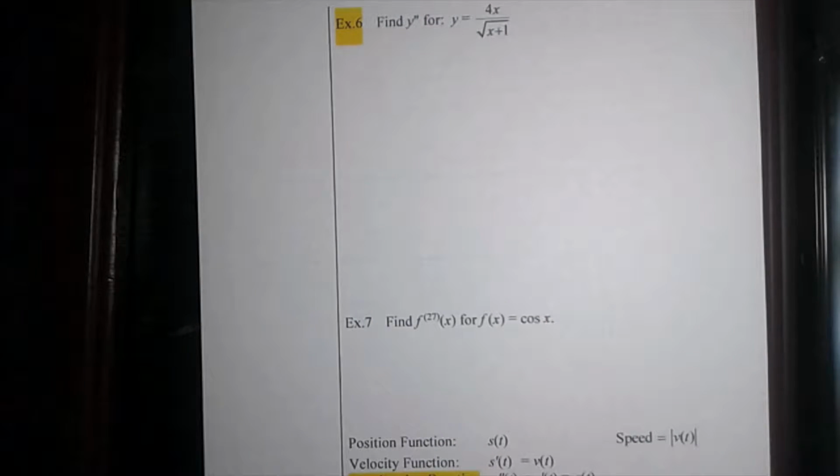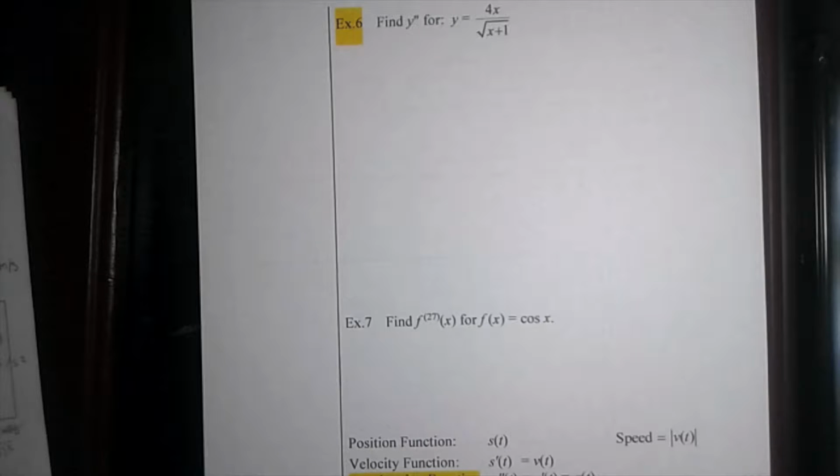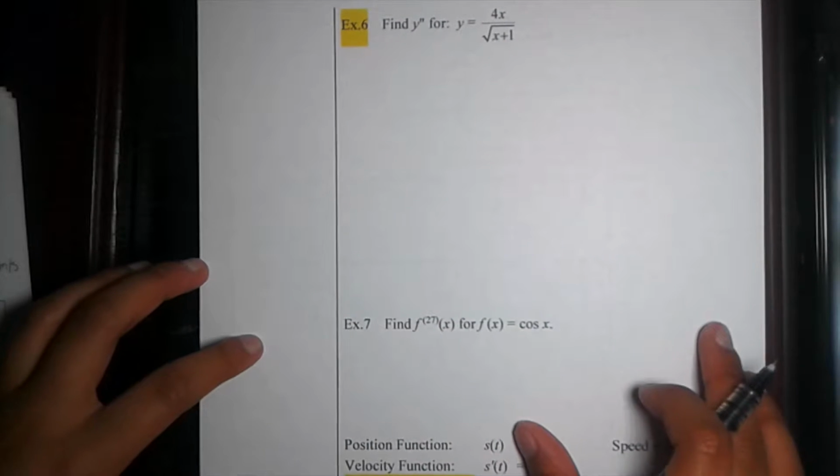And then on to the next page is find the second derivative for y equals 4x over the square root of x plus 1. And what you have to do is the product rule. You could do the product rule too, but I'm going to use the quotient rule.